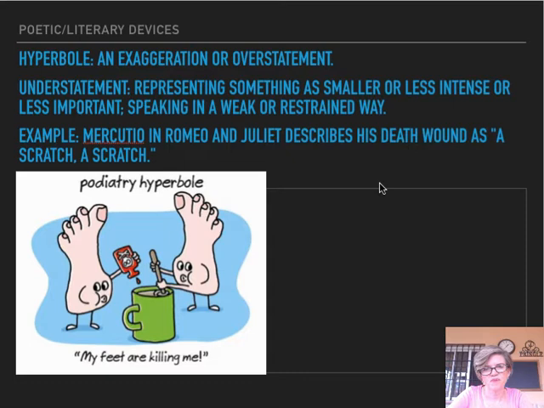It could be just trying to weaken something, or seem casual or brave about something that you're not feeling brave about. One example that I have from Romeo and Juliet is when Mercutio receives the wound that ends up killing him. He calls it a scratch. And he's trying to downplay it, but he's in the process of dying. And here's a funny example of hyperbole, and it's a play on words as well, but you've got these feet, my feet are killing me, and here they are sort of nonchalantly poisoning the person's coffee. It's supposed to be funny, so I hope that makes you laugh.